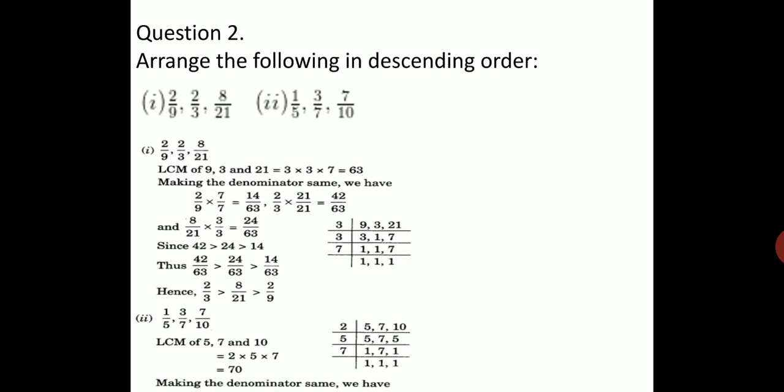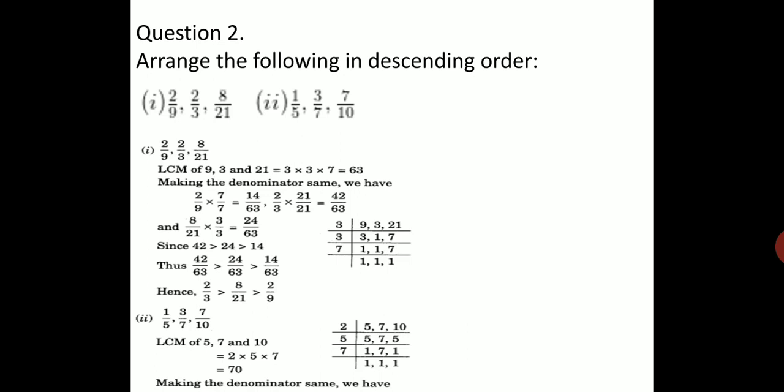In the same way we will solve part 2 also. It is very easy. We just have to find the LCM as the first step. Now what are the fractions in the second part? Fractions given are 1 by 5, next is 3 by 7, and next is 7 by 10. LCM of 5, 7 and 10: you can see the calculation I have done here. So it is coming 70.